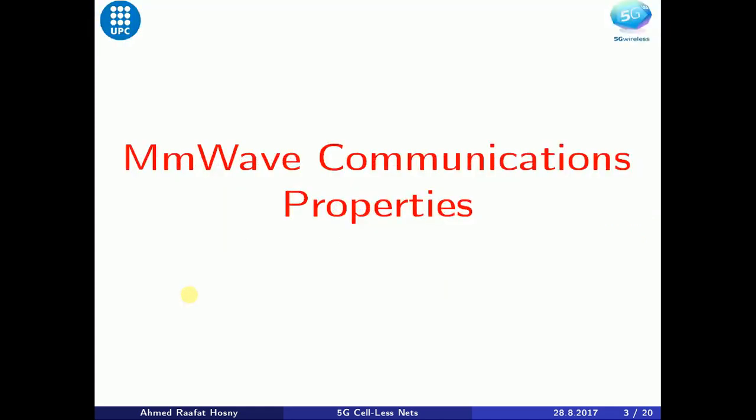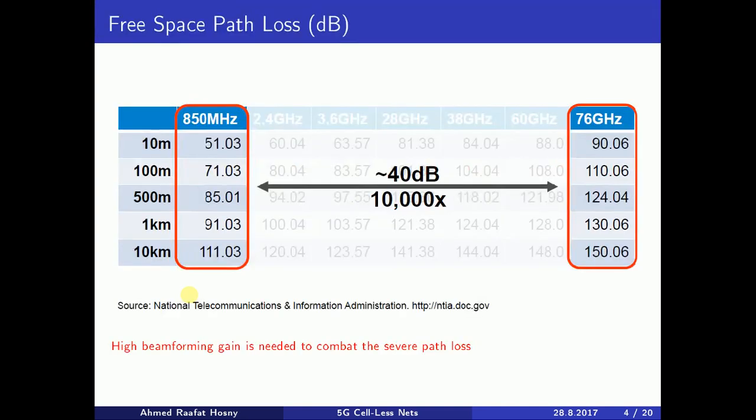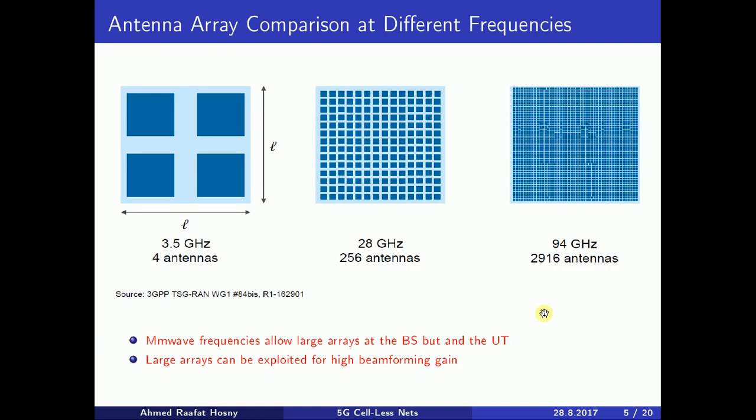The main issue with millimeter wave propagation is, first, a severe path loss. As we can see in this table, there is around 40 dB more path loss in the millimeter wave frequency band. But the small wavelengths of millimeter wave signals permit packing a large number of antennas not only at the base station but also at the user terminal, which provides high beamforming gain to combat this path loss.